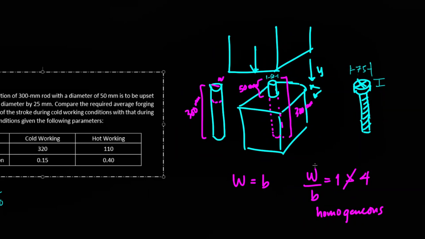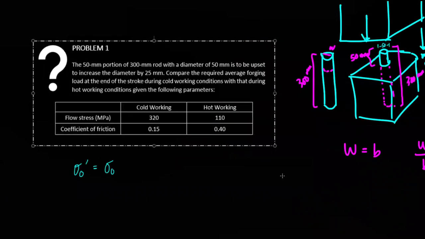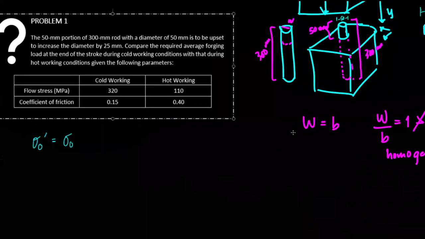Okay? So let's compute, compare the required average forging load at the end of the stroke during cold working conditions with that of hot working conditions. Okay, so this is important class, no? Itong sinabi niyang end of stroke, no? Ito. So this is important class.